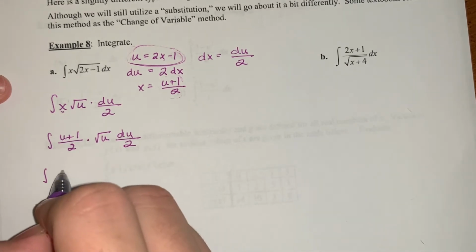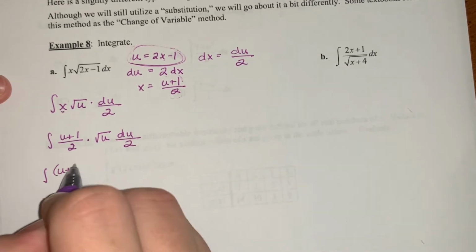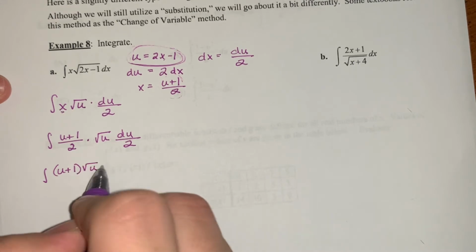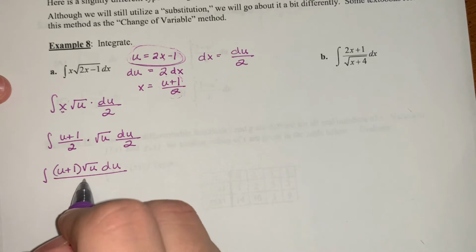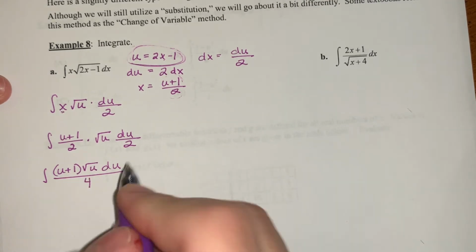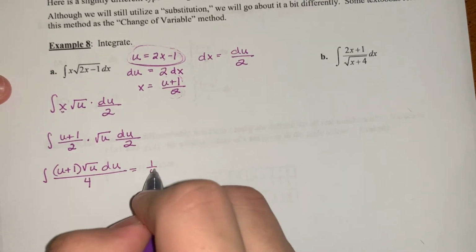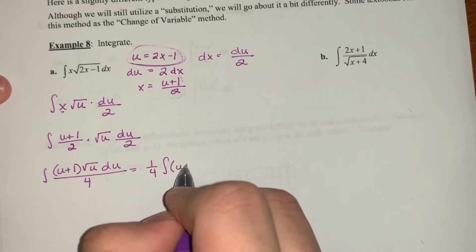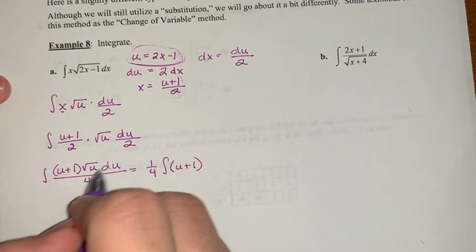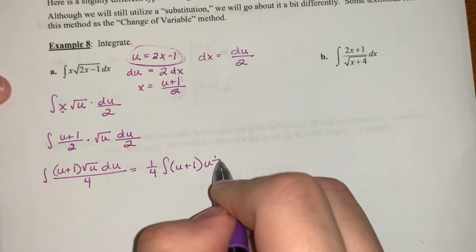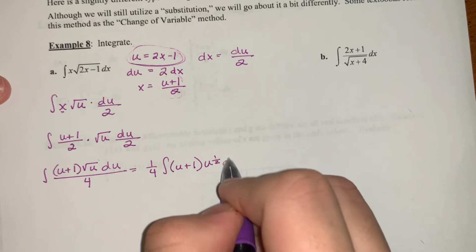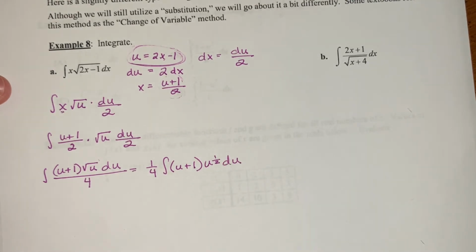So this becomes the integral of u plus 1, this is multiplied to the top, du is over here, all divided by 2. The 2's on the bottom make 4, right? So now I can take out the 1/4 times the integral of u plus 1, and I'm anticipating that this is going to be u to the 1/2 power times du. All right, so I can take the integral of this now. This is a simple enough integral for me to take.